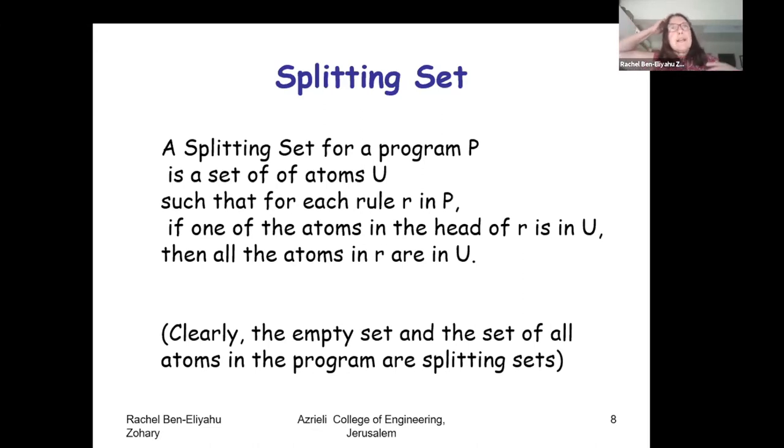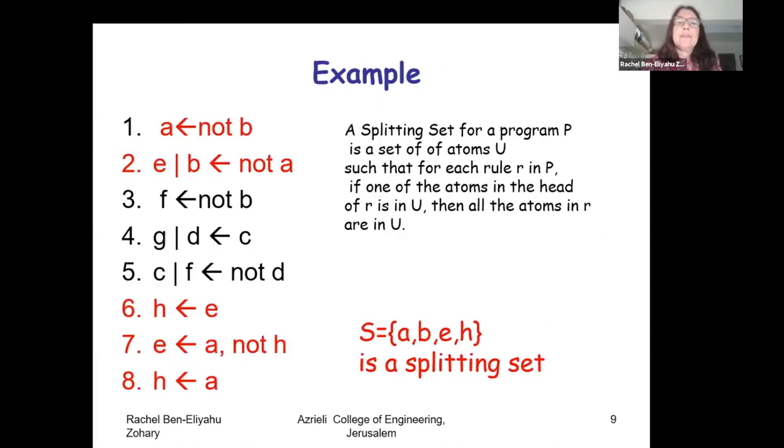Clearly there are some trivial splitting sets, which are the empty set, and the set of all atoms in the program. But of course, these trivial sets will not help us in the computation. You can see that the set that I identified before, A, B, E, H, is indeed a splitting set. All the rules that have heads in this set are 1, 2, 6, 7, and 8. And you can see that all the atoms in these rules are in the splitting set.